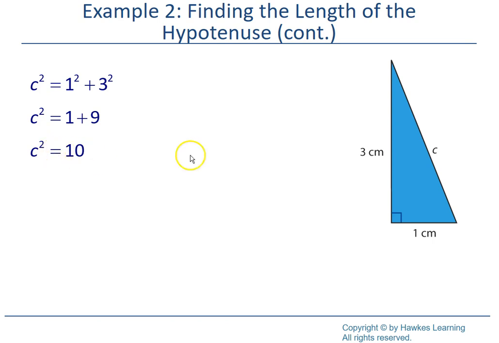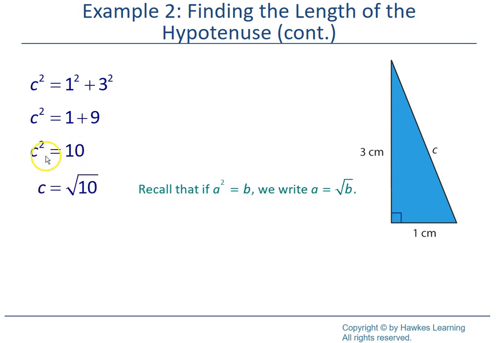Now, you have c squared, the hypotenuse, equal to 10. How are you going to find what the square root is? Well, you have to take the square root of both sides, as they're going to show you here. That would be the square root of c squared is c, and now you take the square root of 10.